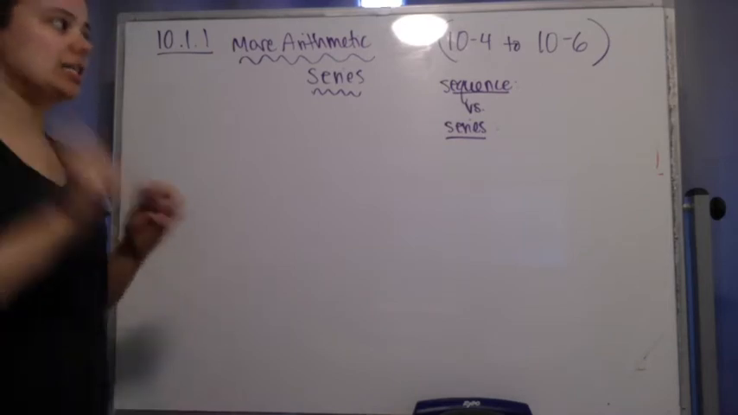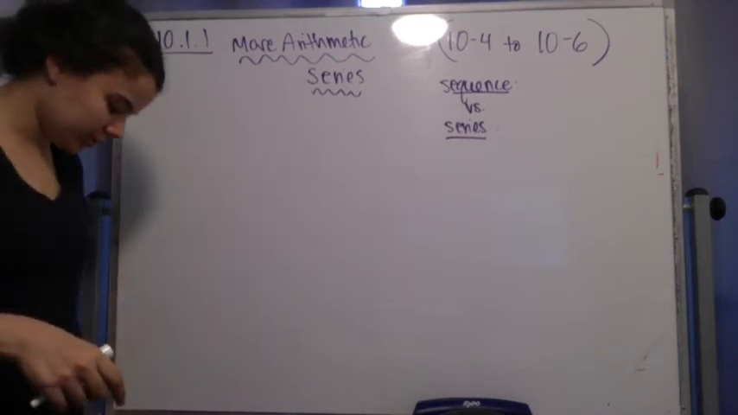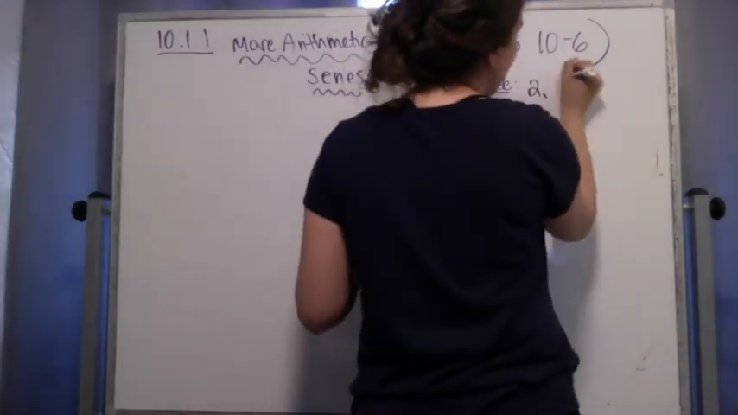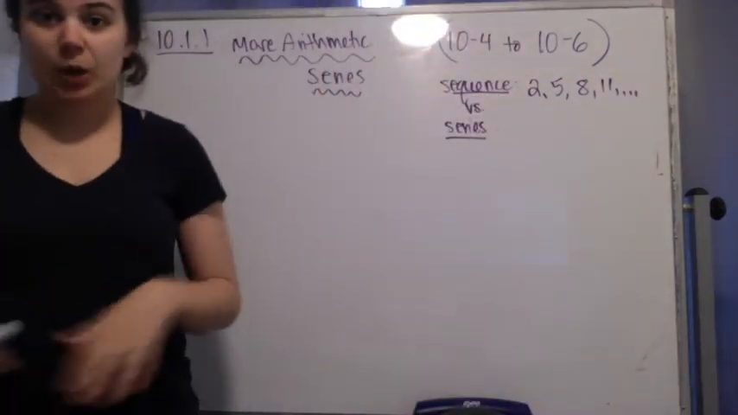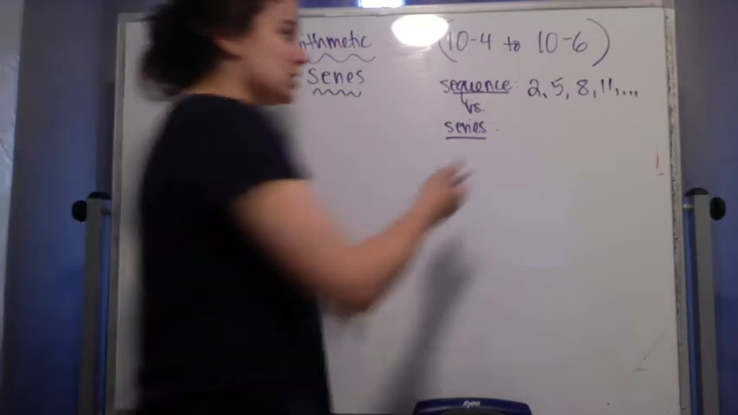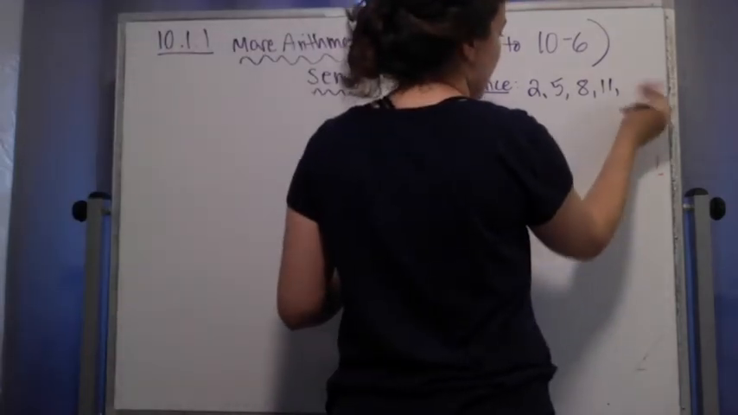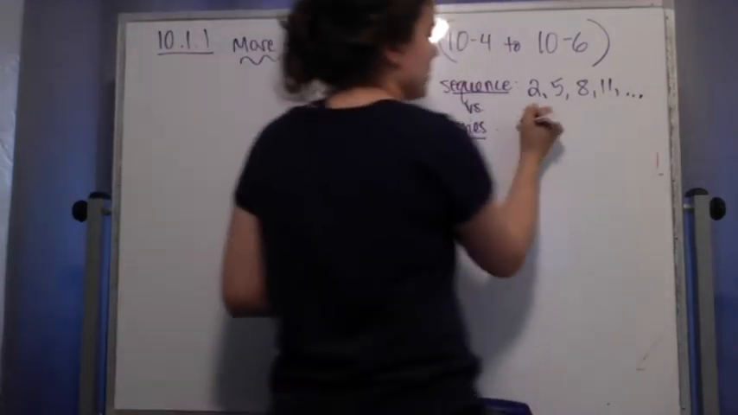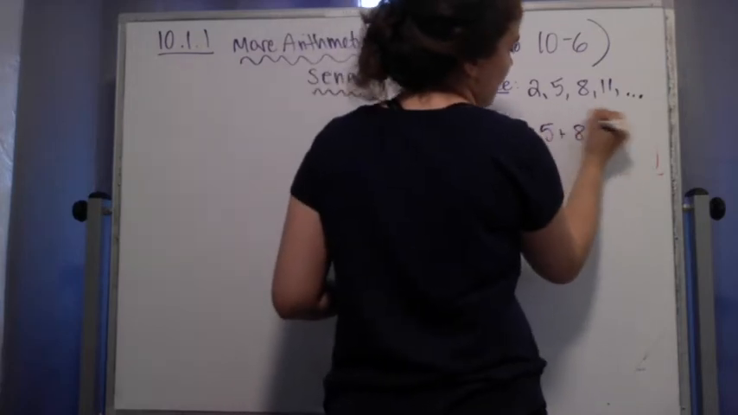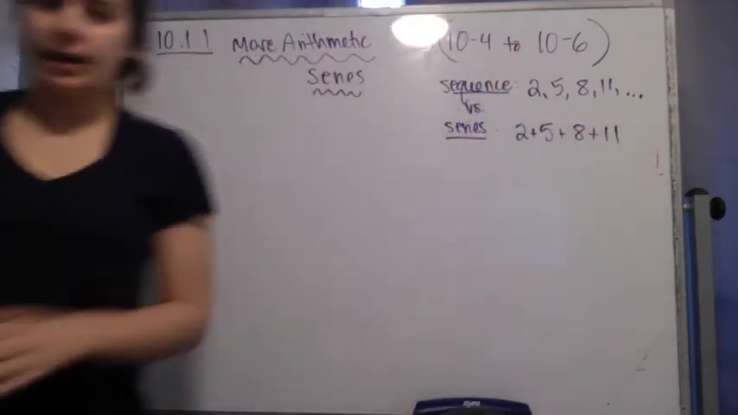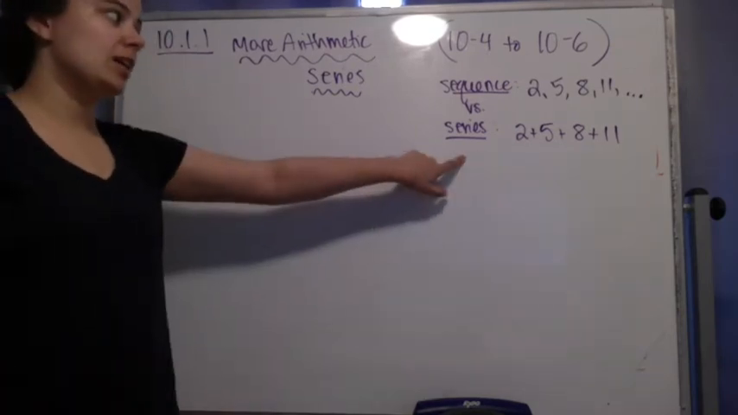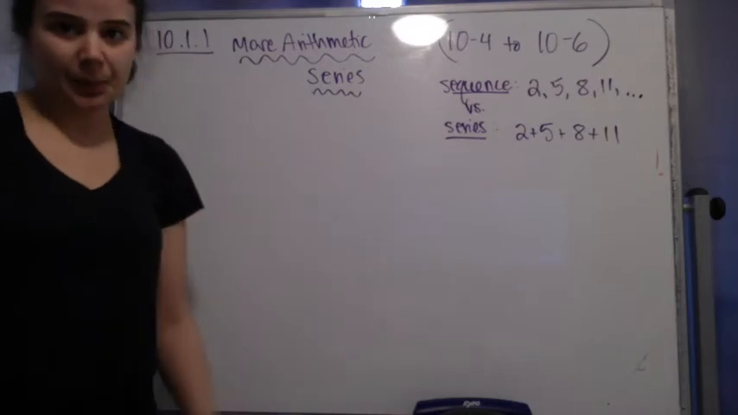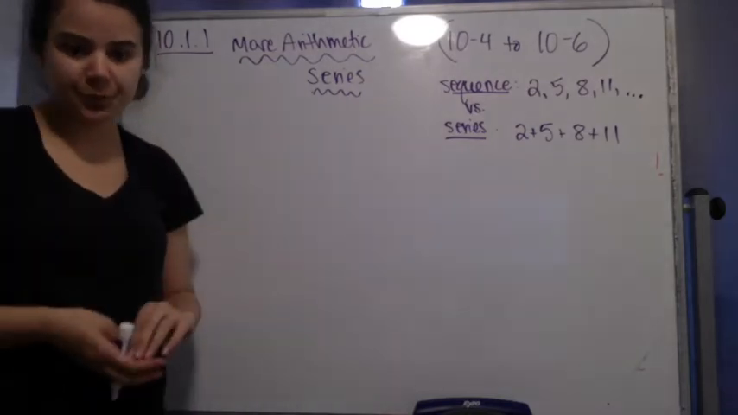So remember, a sequence is a list of numbers, let's say like 2, 5, 8, 11, and so on. That's a sequence. The corresponding arithmetic series for the first four terms would be 2 plus 5 plus 8 plus 11. And that's kind of what we learned about yesterday. We also learned about a technique that can help us quickly calculate series by pairing up certain numbers together.